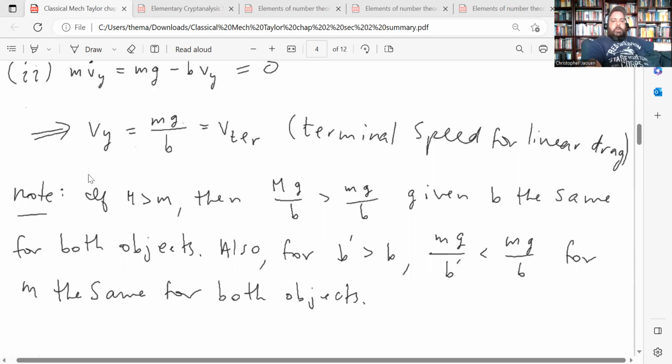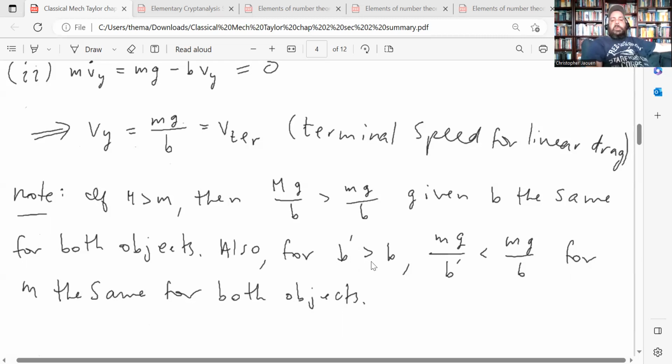All right, so here, just something to notice about this formula. If you have two masses, capital M and little m, if capital M has a larger value than little m, then the terminal velocity is faster than the terminal velocity for the lighter object. So the more massive the object is, the higher its terminal velocity is. Also, if the cross-section of the object is larger, then the terminal velocity is slower. So here, if b prime is greater than b, then notice, and here we're assuming that m is constant for both of them. In the first inequality, I'm assuming that b is constant, so the cross sections are the same.